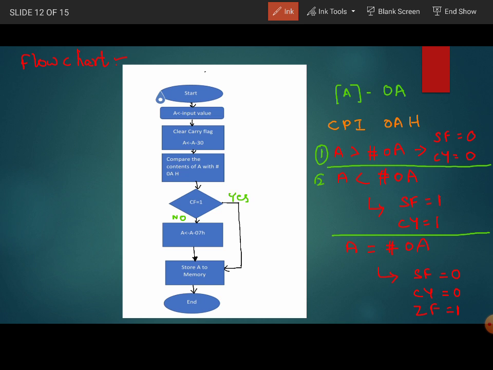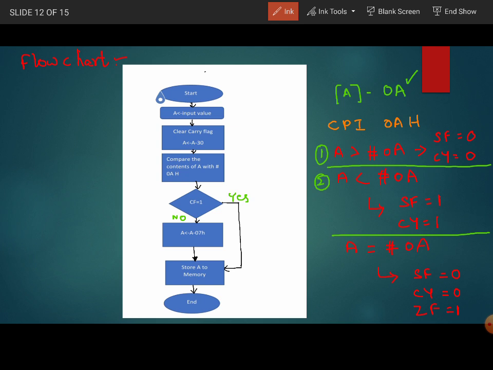In second case, when the content of accumulator is less than 0A. So what is the actual operation which is done? The content of accumulator minus the data 0A. Means now when accumulator content is less, you are trying to subtract a bigger number from a smaller number. What are you trying to do in the second case? You are trying to subtract a bigger number from a smaller number.